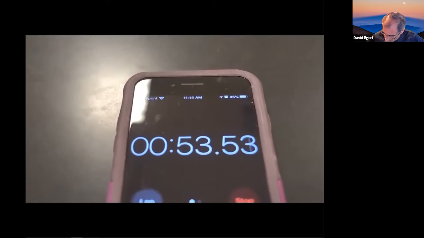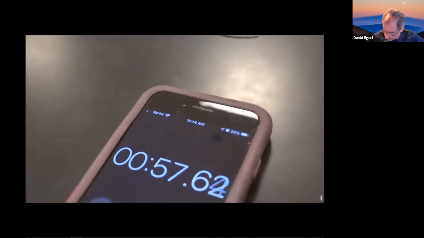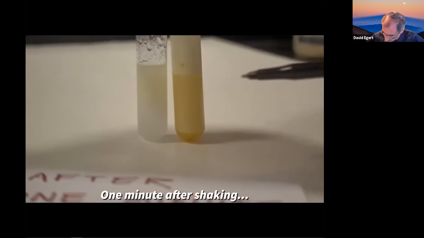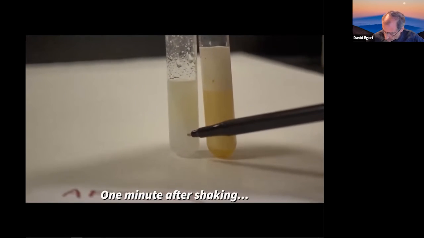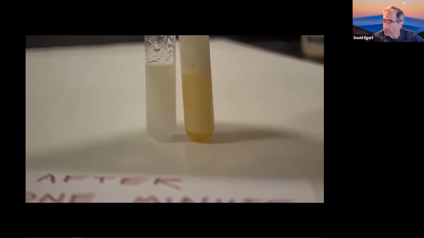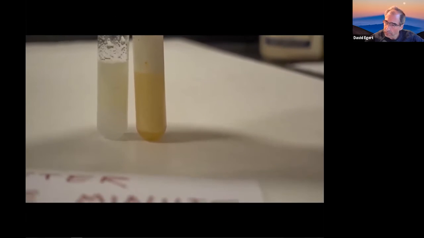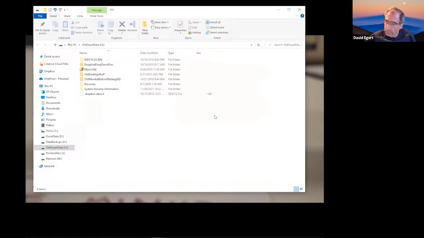Okay, so it's almost 1 minute. So 1 minute, let's take a look at them again. All right, so we waited a minute. You can see the water and the oil starting to separate here in test tube A. In test tube B, we have some foam and still an emulsification situation. So we'll wait another minute and take a look at what happens then.